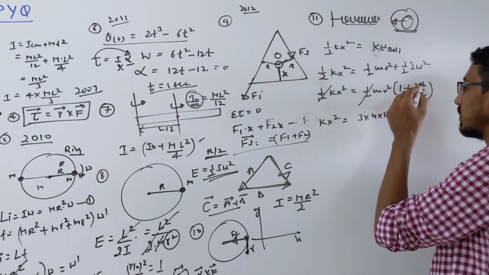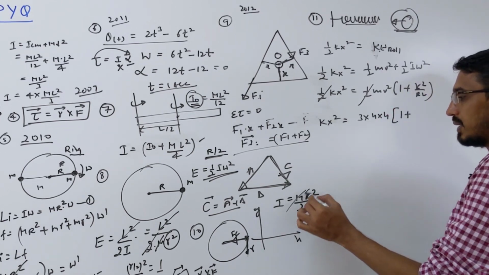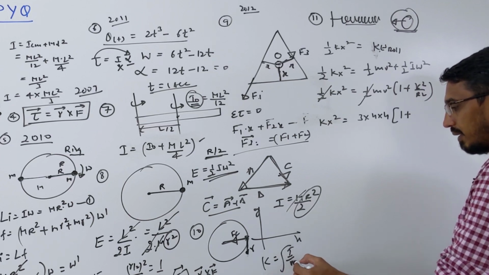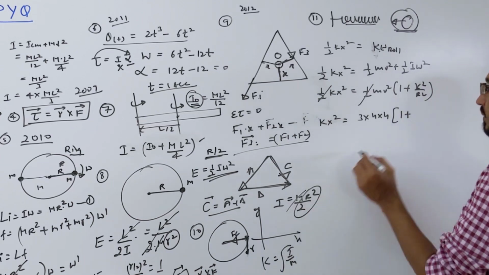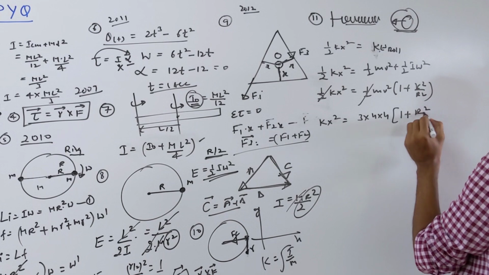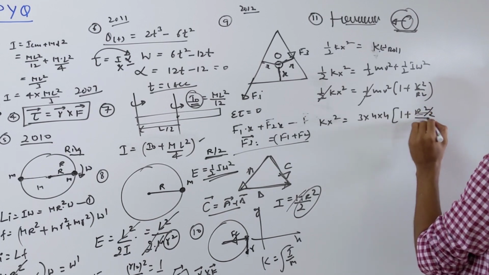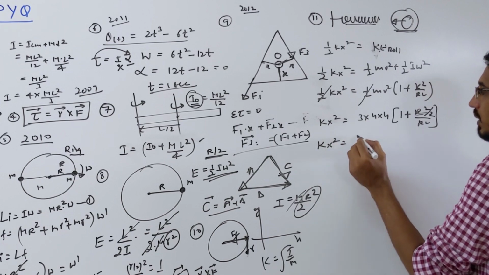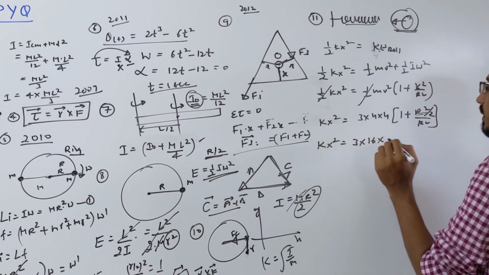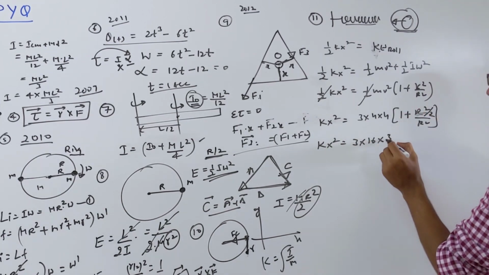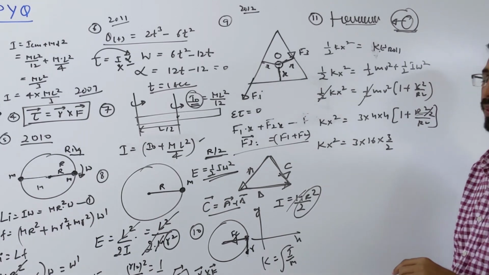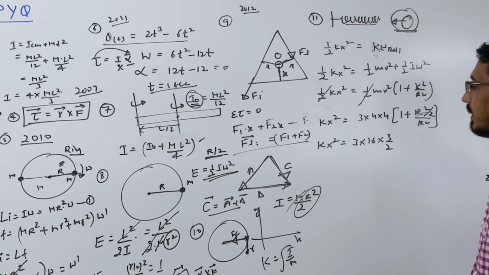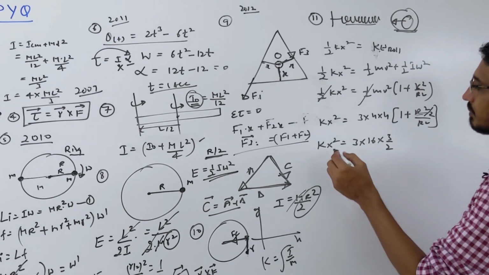So I told you what k square we need here. K square means the radius of gyration term, that term is simply k square, or you can write your formula I by m, right? So when you put here r square by 2 by r square, okay, this becomes kx square is equal to 3 into 16 into 1 plus 1 by 2, which means 3 by 2.